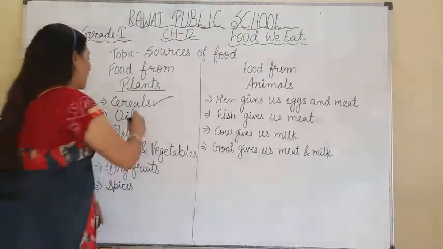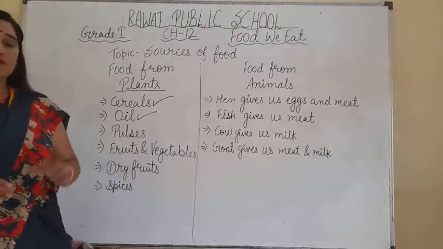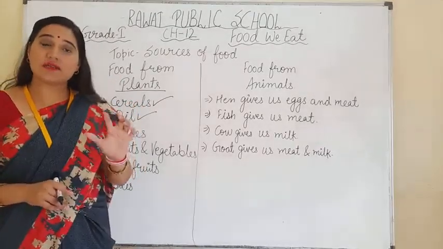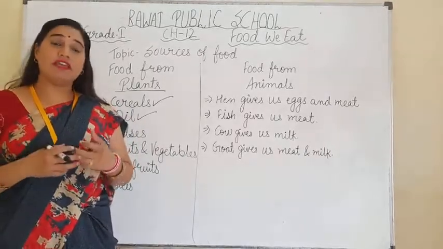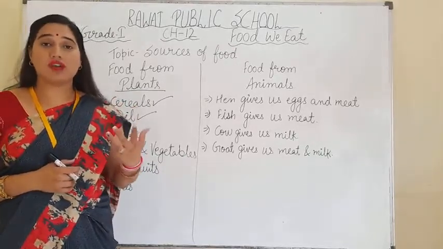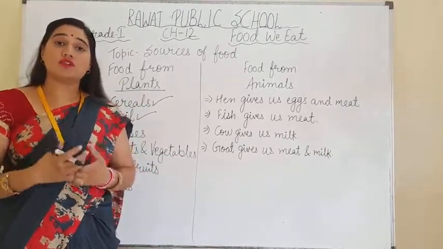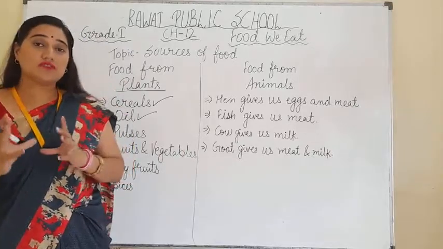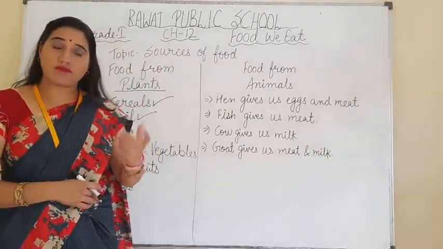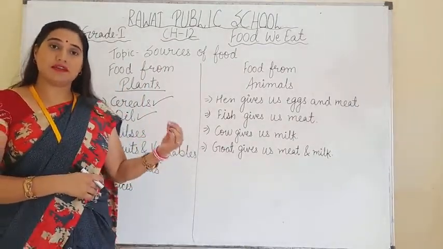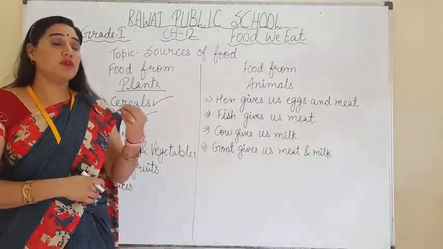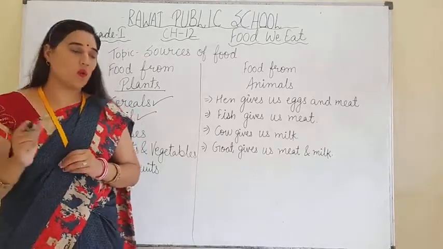Second, we talk about oil. Oils come from fruits, nuts and seeds. From these three parts of a plant we get oil. We use mustard oil, sunflower oil, groundnut oil, olive oil. Different types of oils are used to make our food. So these oils come from plants. We can take the flower of a plant, from which we can take the syrup that becomes oil. We can use seeds to take out the oil. We use nuts as well to take out the oil.